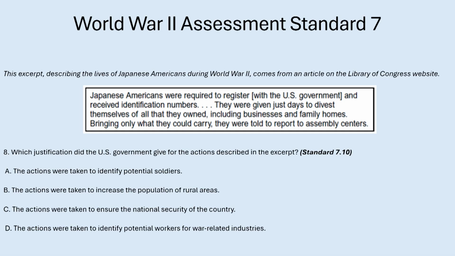This excerpt describes the lives of Japanese Americans during World War II. It comes from an article on the Library of Congress website. I know that they were removed through internment. Which justification did the U.S. government give the action described in the excerpt? The actions were taken to identify potential soldiers. The actions were taken to increase population in rural areas. The actions were taken to ensure national security of the country. The actions were taken to identify potential workers.